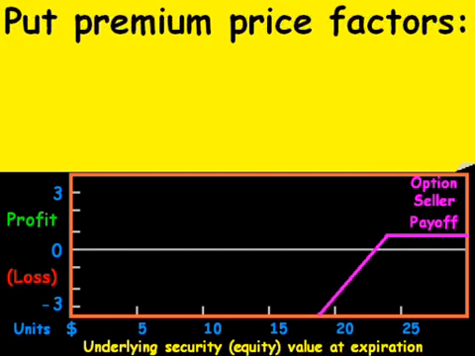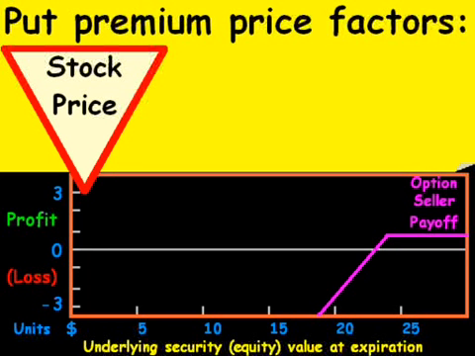In this part, we're going to take a look at how the put price premium is affected by different factors. The first factor we're going to take a look at is the stock price. Now, all of these factors I have are going to be in red or green. If it's red and it's pointing down, that means the higher that item goes, the lower the put premium will be. And if it's green, that means the higher it goes, the higher the put premium will be. So with stock price, the higher the stock price goes, the lower the put premium is going to be, all else being equal.